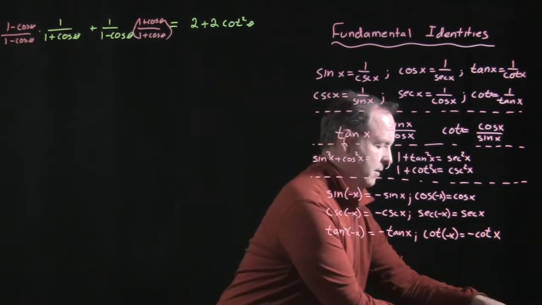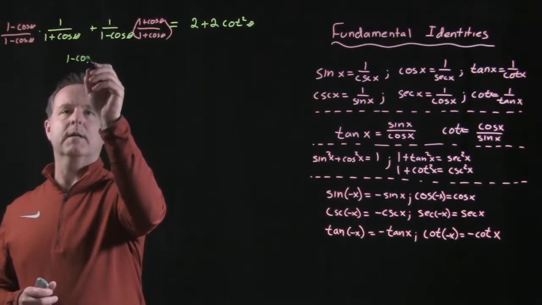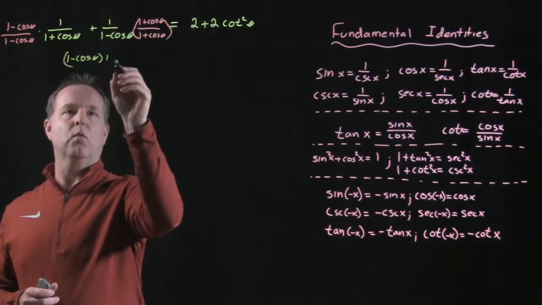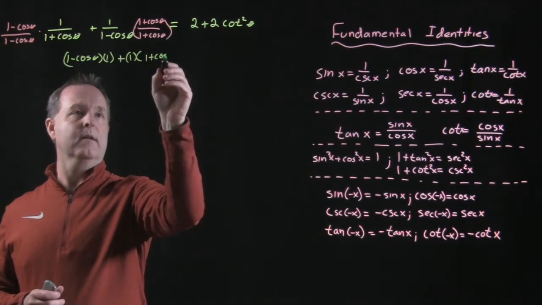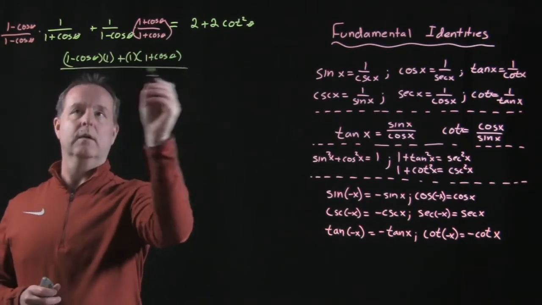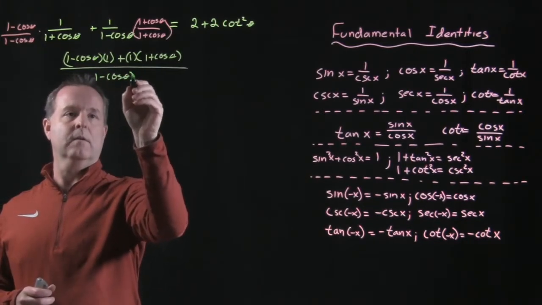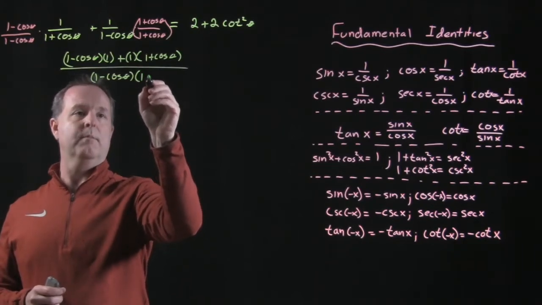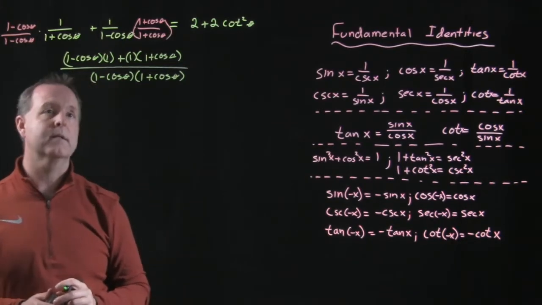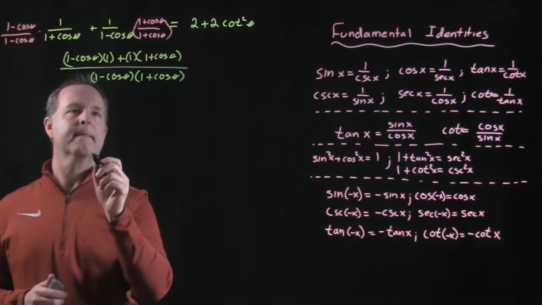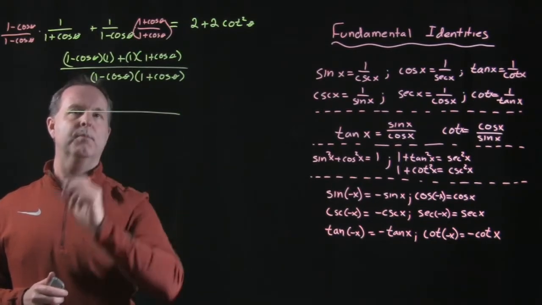So let's go back and go to my green. So I'll have 1 minus cosine theta times 1 plus 1 times 1 plus cosine theta, all over 1 minus cosine theta times 1 plus cosine theta. We've seen that before. That's the difference of two squares. So that's helpful. The numerator, the ones are pretty much irrelevant.